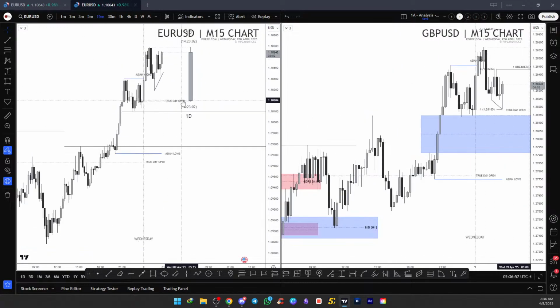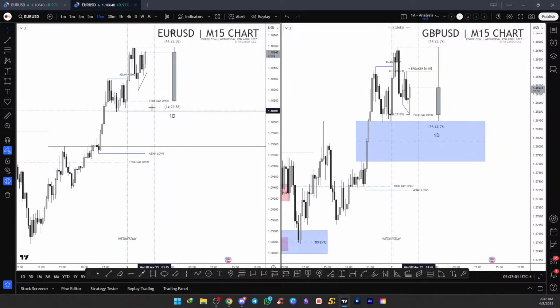But if we have to take the daily power of 3 trade, it should be from below the 2-day open, and we should find some kind of entry at this area, at the H1 and H4 FVG.